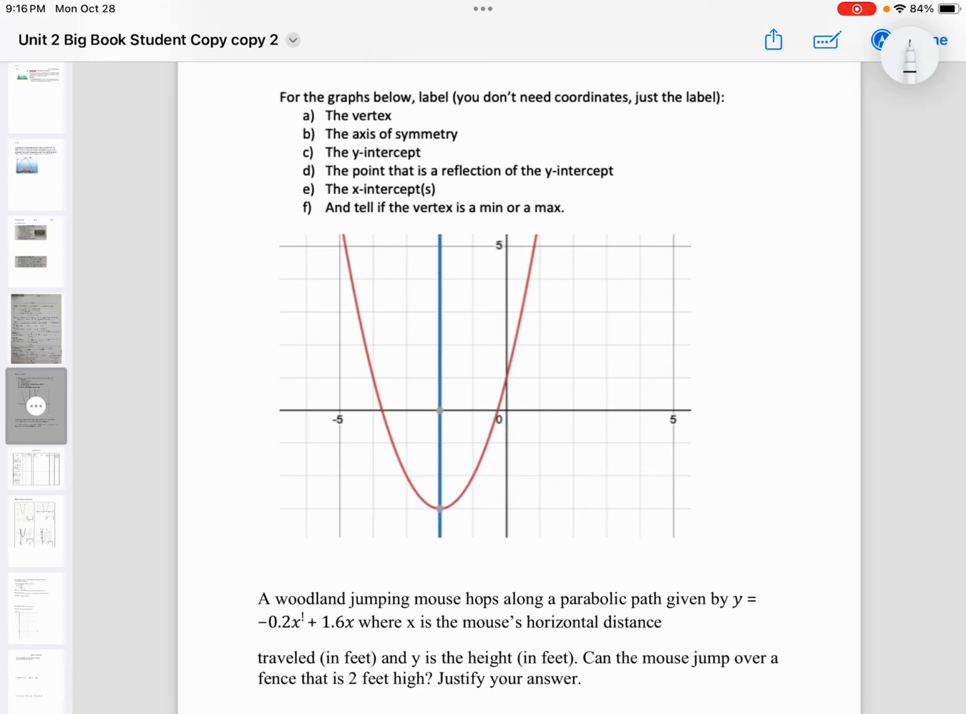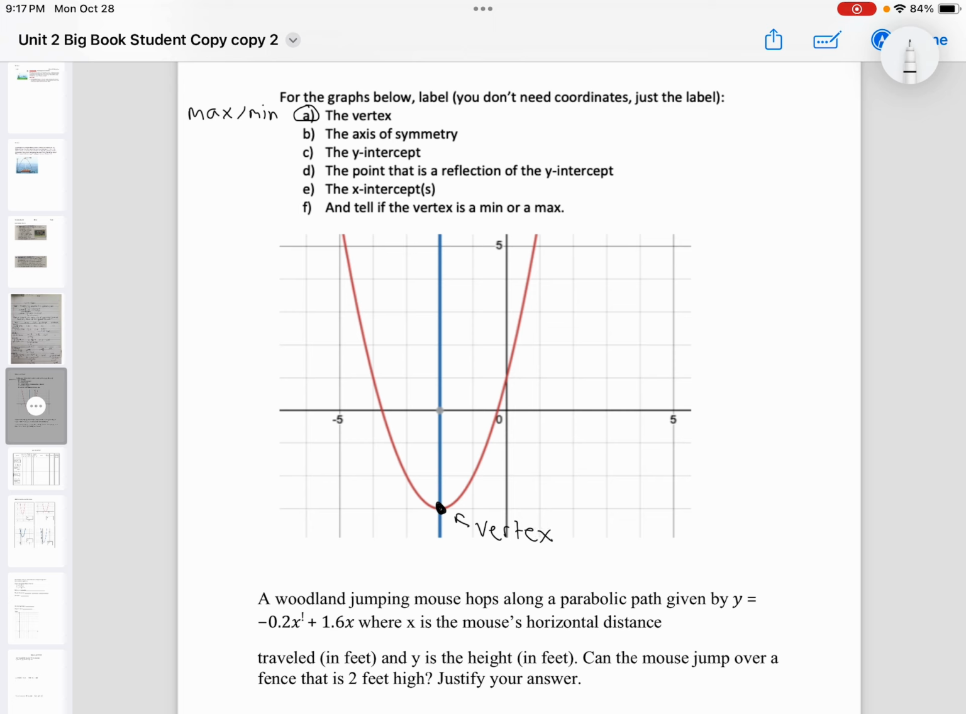Okay, on this first question, we're going to label the parts of the graph. And so we need to start with the vertex, which we did talk about in class already. And the vertex is the maximum or the minimum point on the parabola. And that is the point that is on this graph down at the bottom. This is the vertex for the parabola.